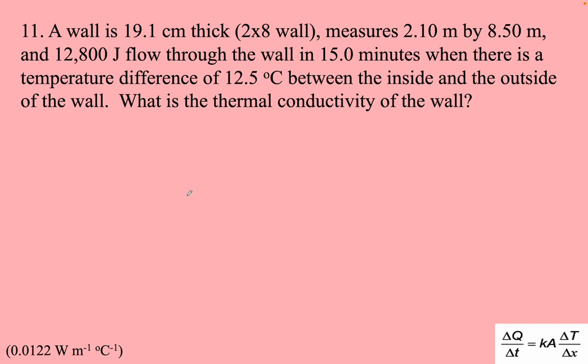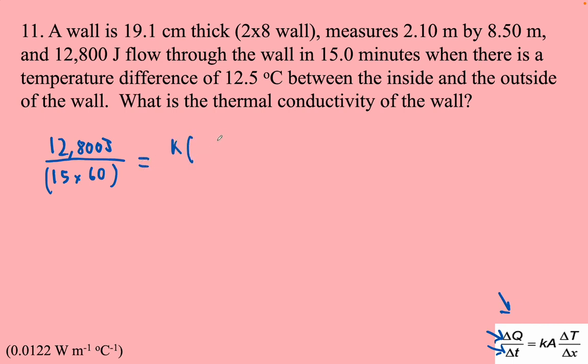So we're going to set up this equation, right? And our heat is 12,800 joules, right? And the time has got to be in seconds, right? So it's going to be 15 minutes times 60, right? So that is my dQ over dt, right? And then that's going to be k, which we don't know, right?